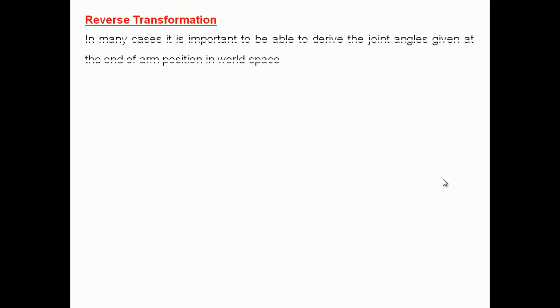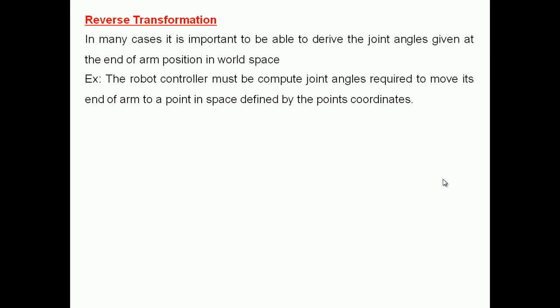So coming to the reverse transformation. Now we are going to calculate theta 1 and theta 2 in terms of L1, L2 and x comma y. In many cases, it is important to be able to derive the joint angles given the end of arm position in world space. For example, the robot controller must compute the joint angles required to move its end of arm to a point in space defined by the point's coordinates.